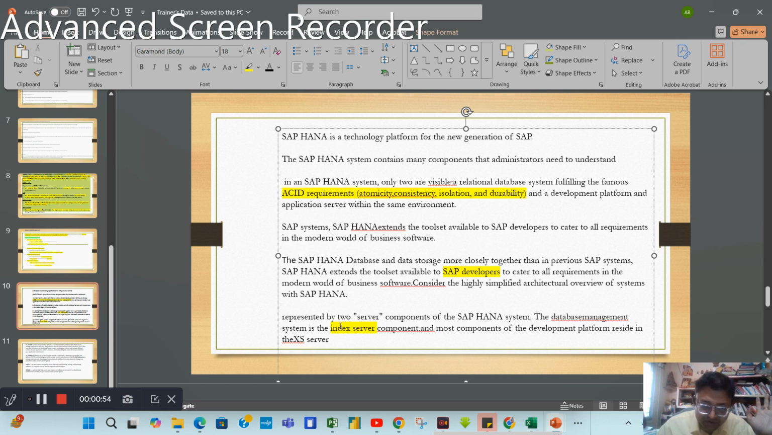It has a server side, and it has also got a development side. So for database management, basically the database side, not the server side. What I meant is the database side. From the database management perspective, it is called the index server, and from the development platform perspective, the same thing is called the XS server. Okay, up to this done.